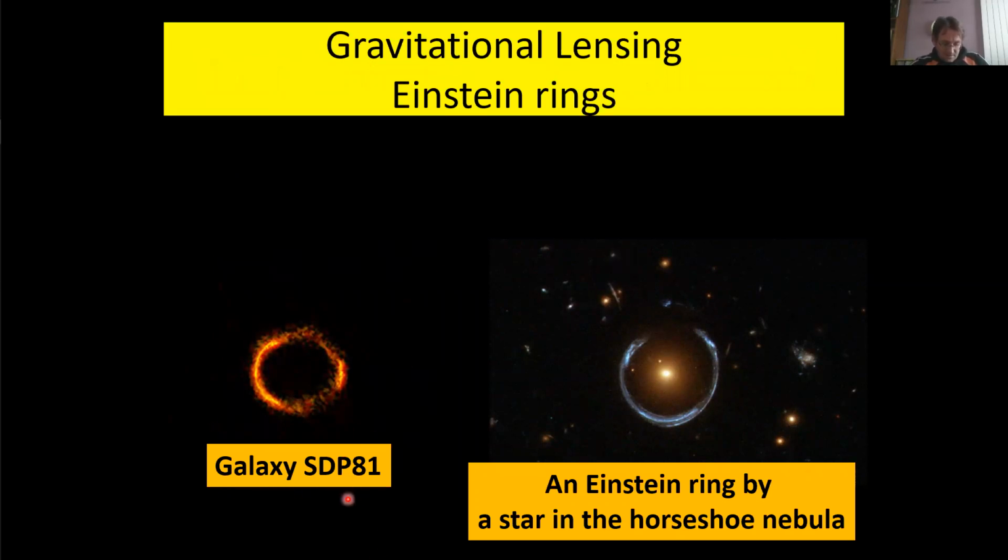Well, we see here the galaxy SDP81 is obviously a dark massive object, massive because otherwise the sink is not deep enough, the curvature of space is not sufficient to make such an Einstein ring. And obviously there is something. Then here, this is an Einstein ring by a star, just a star and the star or galaxy behind in the Horseshoe Nebula.